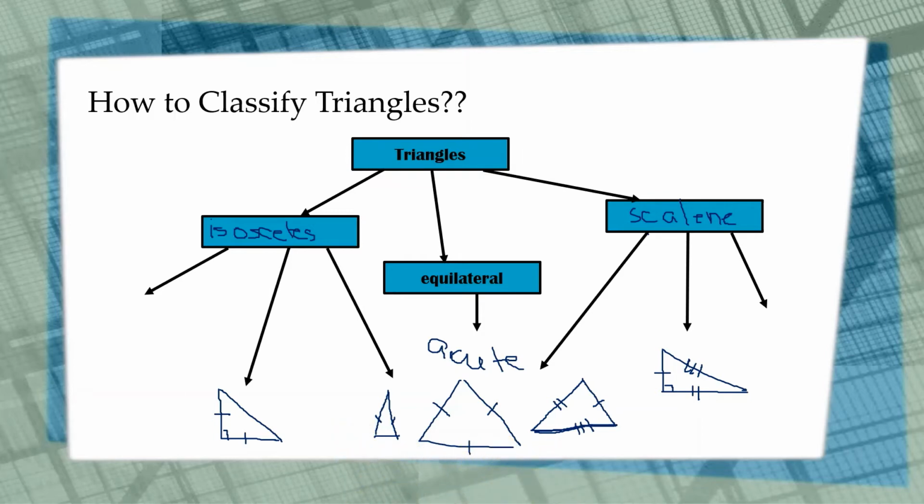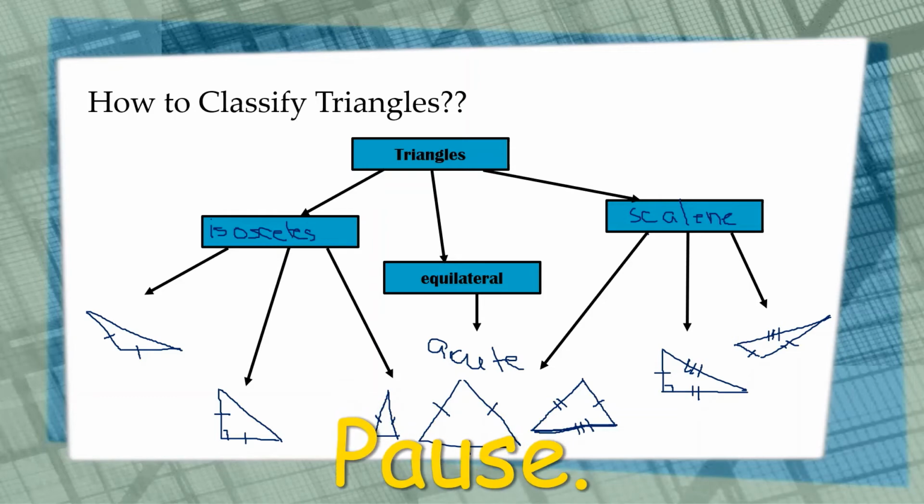The last one that we can look at with angles would be obtuse. We have obtuse isosceles and also obtuse scalene, and they look like this. Now go ahead and pause me so that you can identify why each of those were obtuse and why each of those were isosceles and scalene.